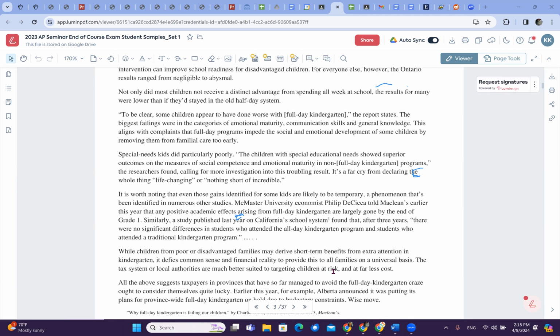A phenomenon that's been identified in numerous other studies. Ooh, okay, so he makes another claim. Phenomena, all right, which is basically temporary knowledge. McMaster University economists found early this year that any positive academic gains arising from full-day kindergarten are largely gone by the end of grade 1. Okay, and here's another piece of evidence. So there's evidence 2. We have the claim, we have 2 pieces of evidence here.